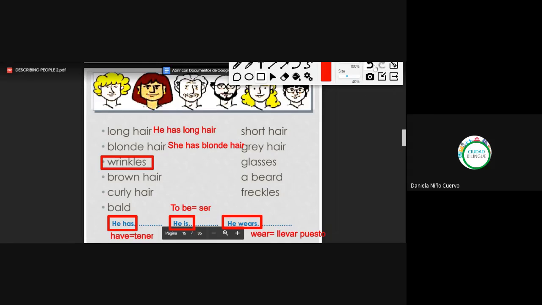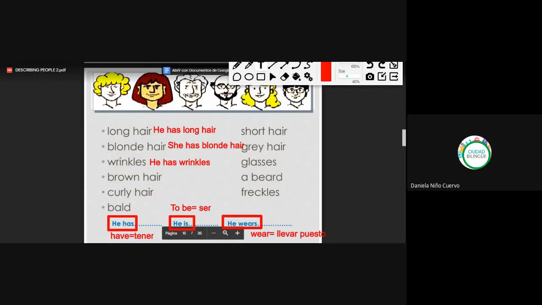Arrugas. So, with which category or with which verb do we use wrinkles? With which category? Jesse, what do you think? He has wrinkles. Very good. He has wrinkles. Yes, he has wrinkles. Él tiene arrugas.